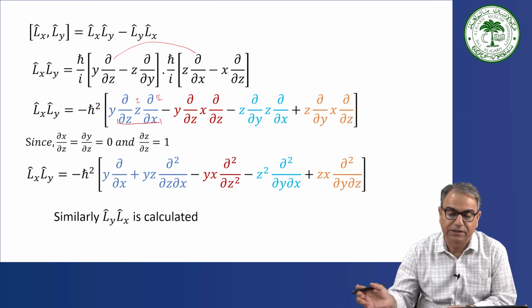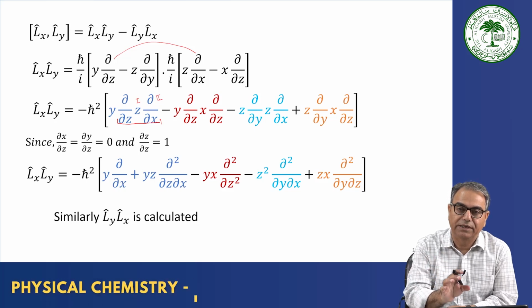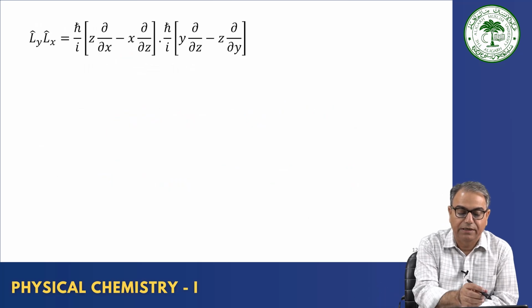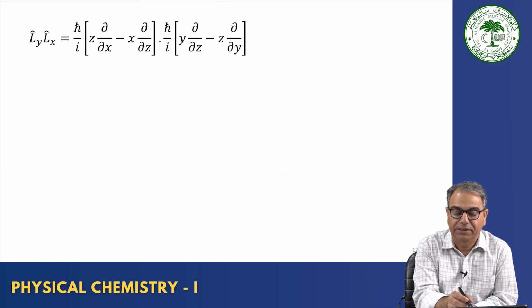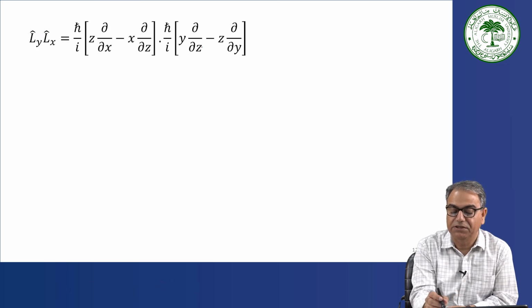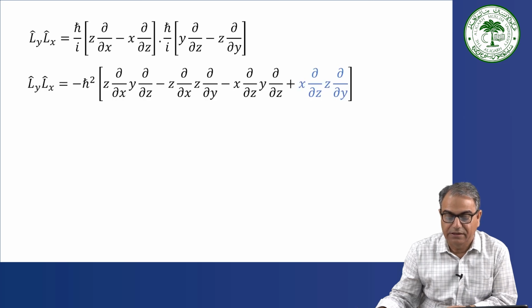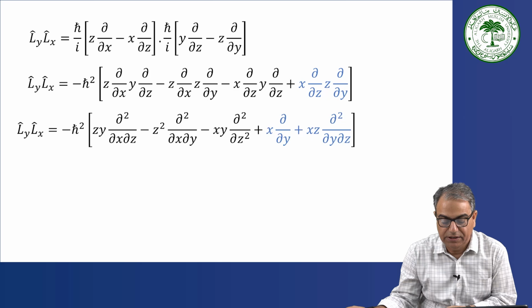The only thing is that the order of application of the operators will change, and so Ly Lx will become h cross by i, z del by del x minus x del by del z. So if you write Ly, it will be this one, and if you write Lx, it will be this one, y del by del z minus z del by del y. Again the same thing, you multiply these and you will get four different terms in the equation, and after this, what do you get?